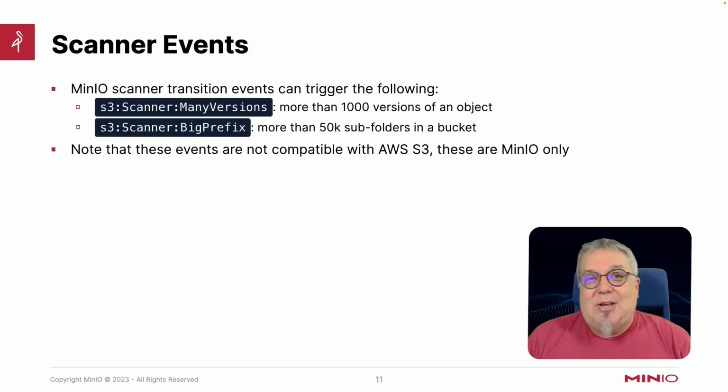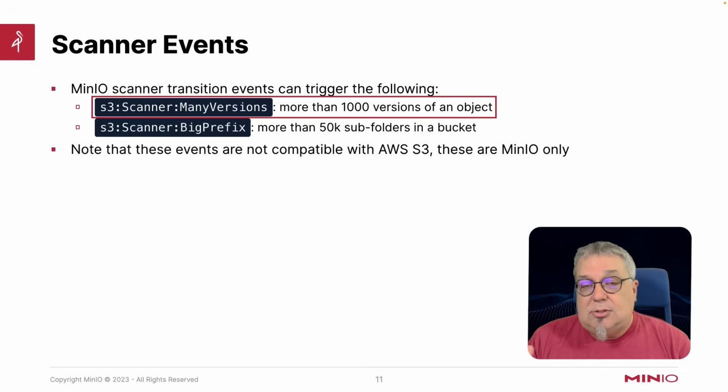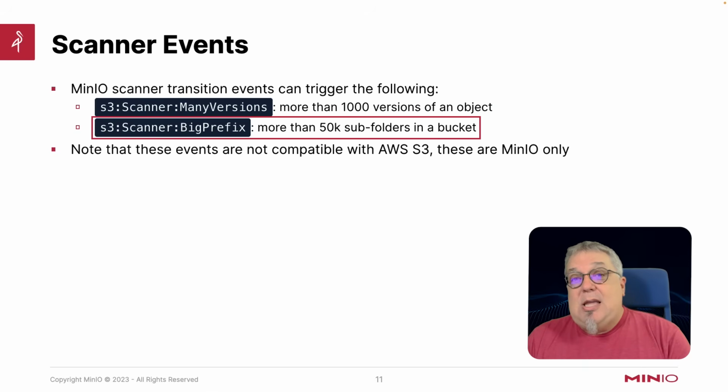So a couple of different event types that are not part of the S3 standard. All those that we talked about before are S3 standard events, but a couple of events that we have here are not part of that. We have S3 scanner, and the scanner is going to trigger on one of two things. The many versions event is going to trigger on an object that has more than 1,000 versions, and big prefix is if I have more than 50,000 subfolders in a particular bucket.